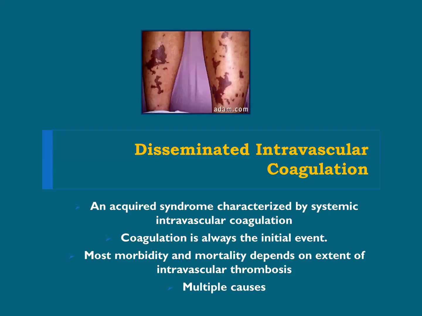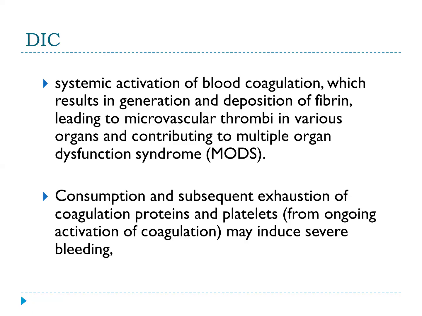DIC is something that we are very, very horrified of. It is an acquired syndrome characterized by coagulation problems and then a bleeding problem. So first, there is systemic, widespread coagulation everywhere. So unnecessary, abnormal clotting happens all over the body. Coagulation is the initial event. Then when everything is used up, all the clotting factors are used up, then the bleeding starts. And the most morbidity and mortality depends on the extent of the thrombosis, and there are multiple causes to it, but it's one of the horrifying diseases.